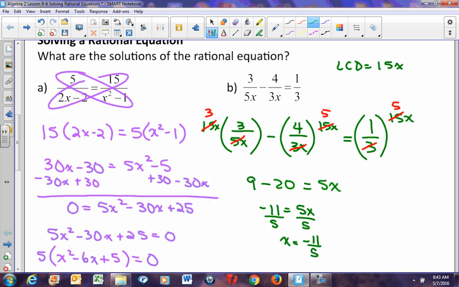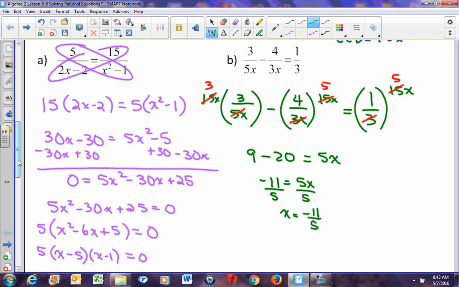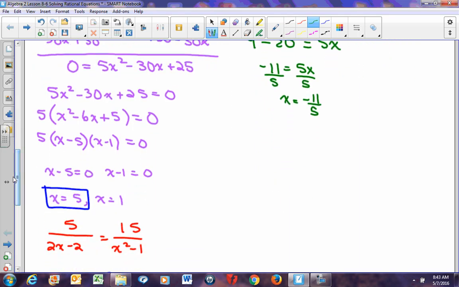Now we must check it. And we must check to see if negative 11 fifths fits in this equation. And I'm just going to rewrite the problem down here so I can actually see it. So I have 3 over 5x minus 4 over 3x equals 1/3. So we were looking at this one. Yuck, I have complex fractions. Yeah, you can do it. We'll show you. Good practice.